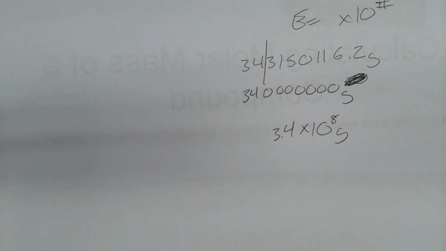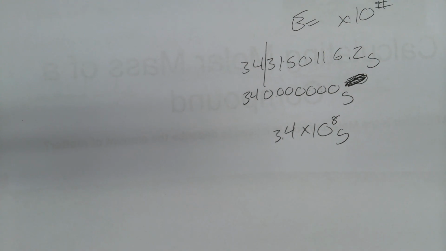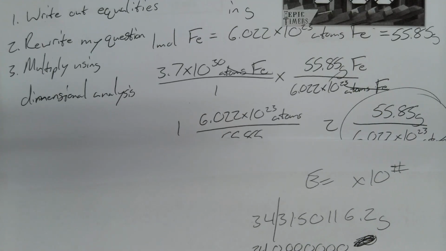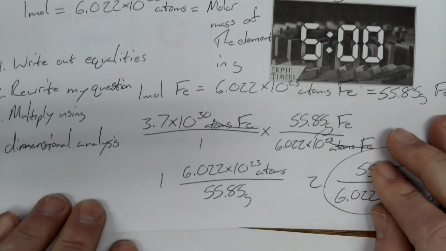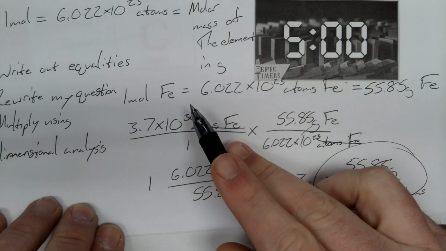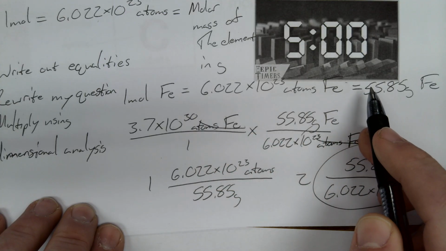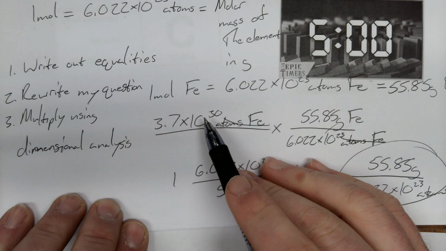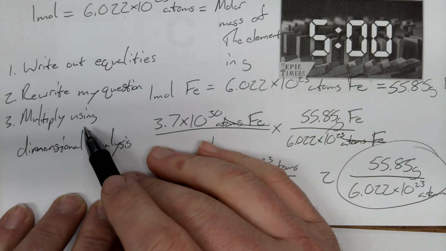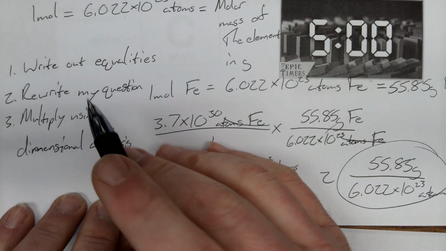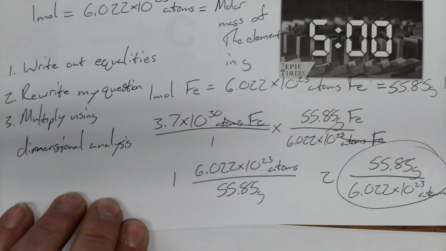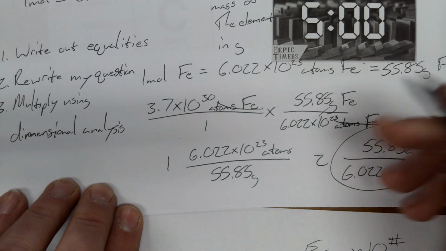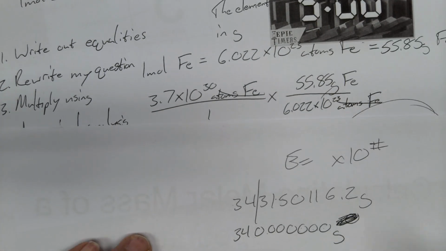When you come to the quiz, because we're going to have a quiz on this next week, what I'm expecting to see is that you wrote down your equalities. Number 1, we write down the equalities. Number 2, you rewrote the question. And number 3, you showed me the math using your dimensional analysis. 1, 2, 3, answer.